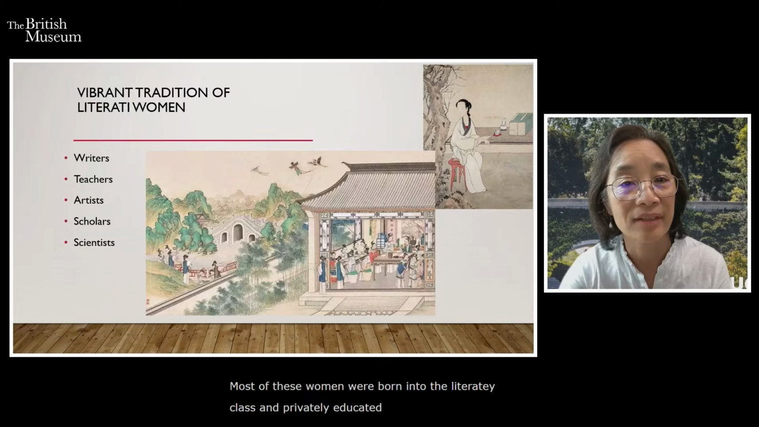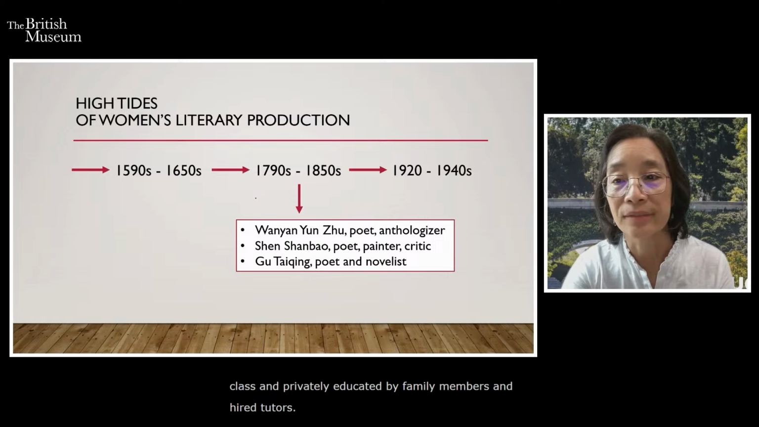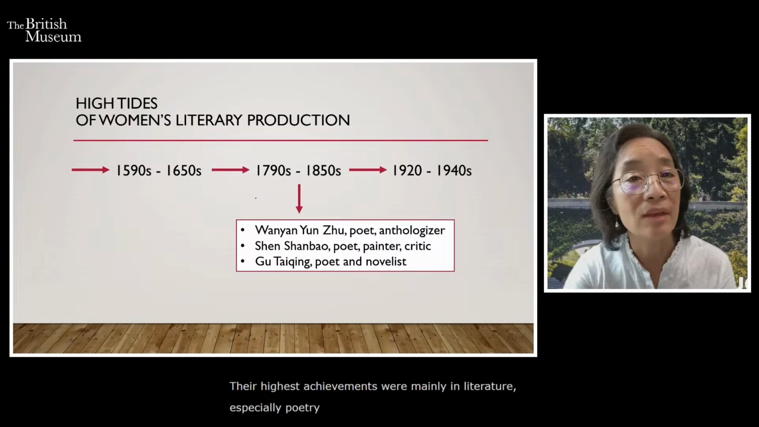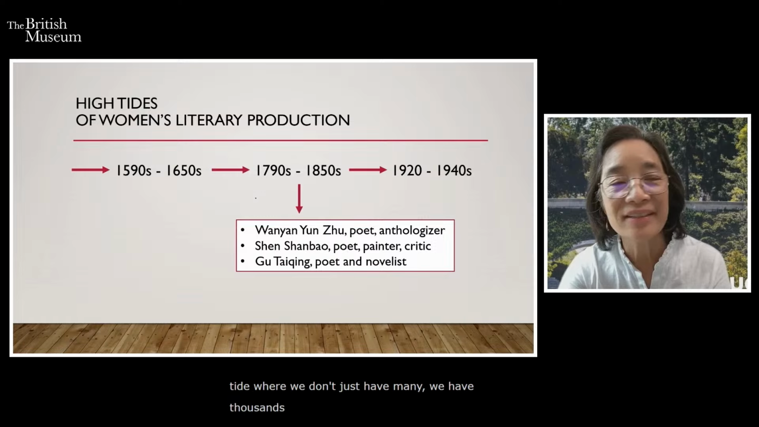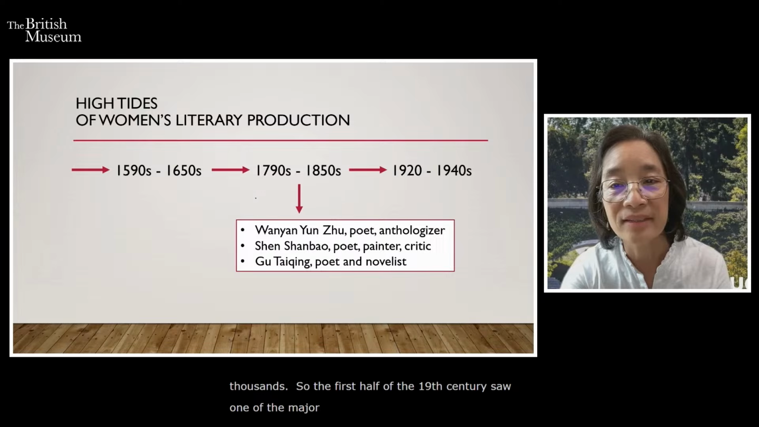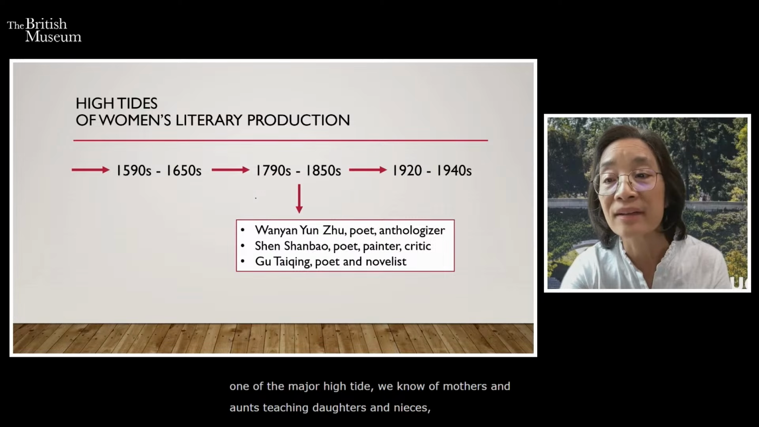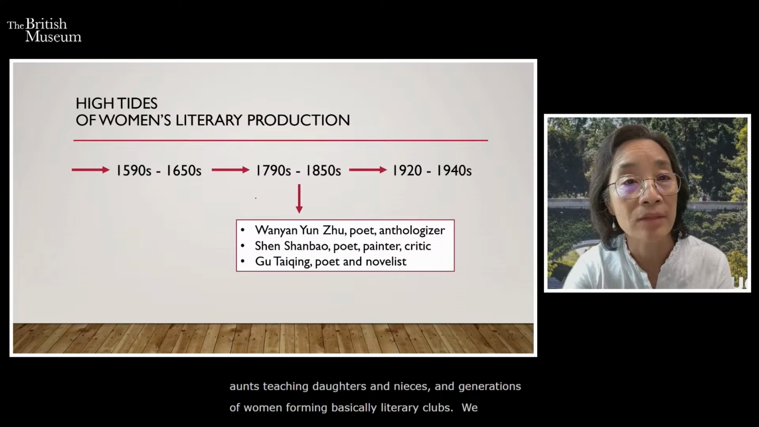Their highest achievements were made in literature, especially poetry. Throughout Chinese history, there have been many women writers, but there were high tides where we don't just have many, we have thousands. So the first half of the 19th century saw one of the major high tides. We know of mothers and aunts teaching daughters and nieces and generations of women forming basically literary clubs. And we know of friendships among women, including Manchu women and Han women.